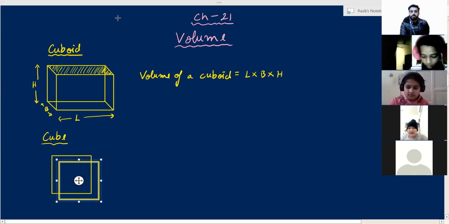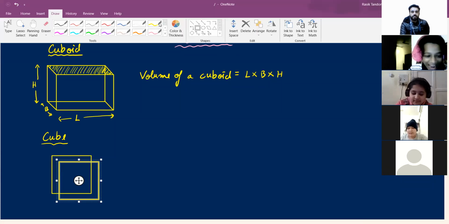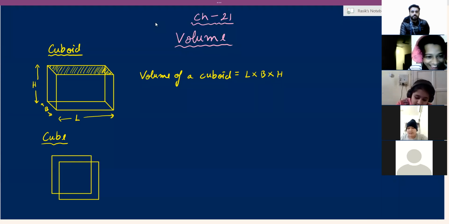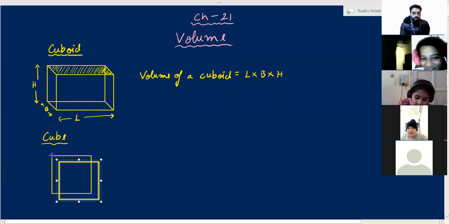Better keep your mics off. And now join the corners. Sir, he was calling someone or shouting on someone. Don't worry. It happens in every house. No problem.